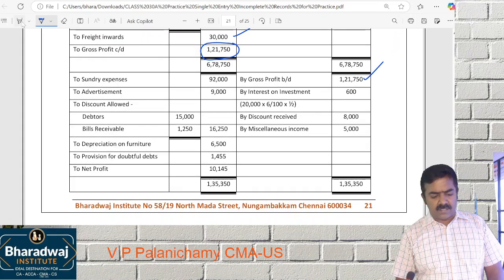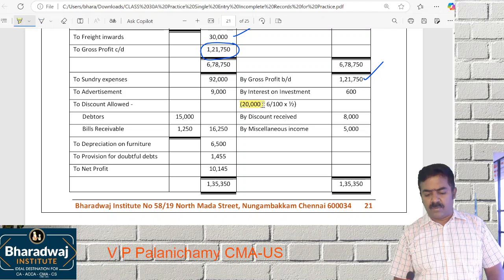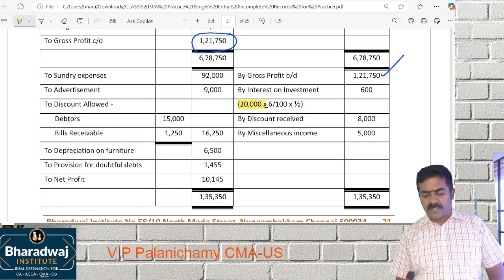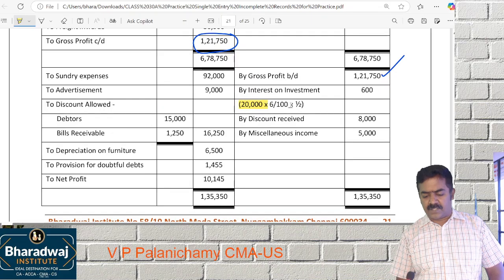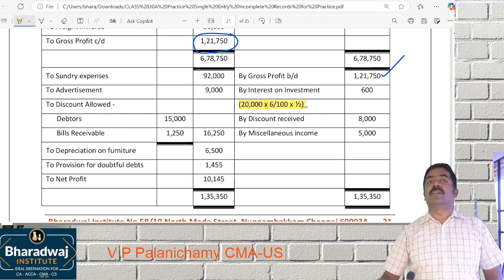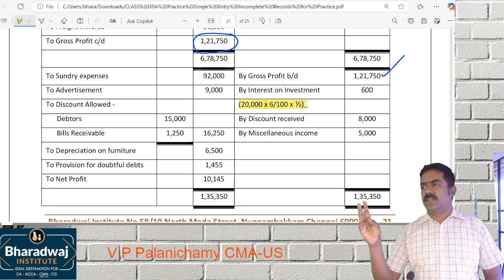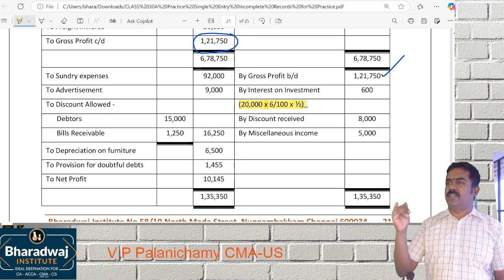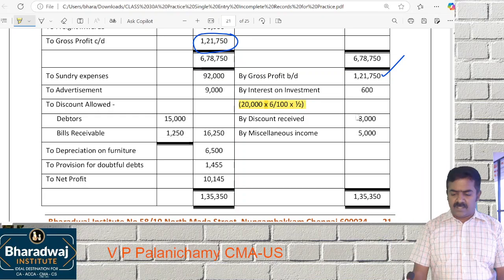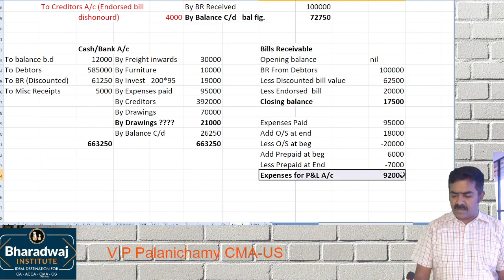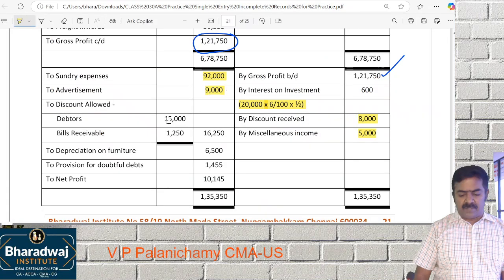How 20,000? 200 shares into 100 rupees, 6%. Why half? Investment எப்போ பண்ணிருக்கா பாருங்க. October, November, December, January, February, March. 6 months oda income. Then discount received, other incomes will come. Sundry expense இப்போதான் working note பண்ணிருக்கோம். Sundry expense for P&L account, how much we have done? 92,000 will come. Then what else will come? Advertisement expenses and the goods given for sample will come.